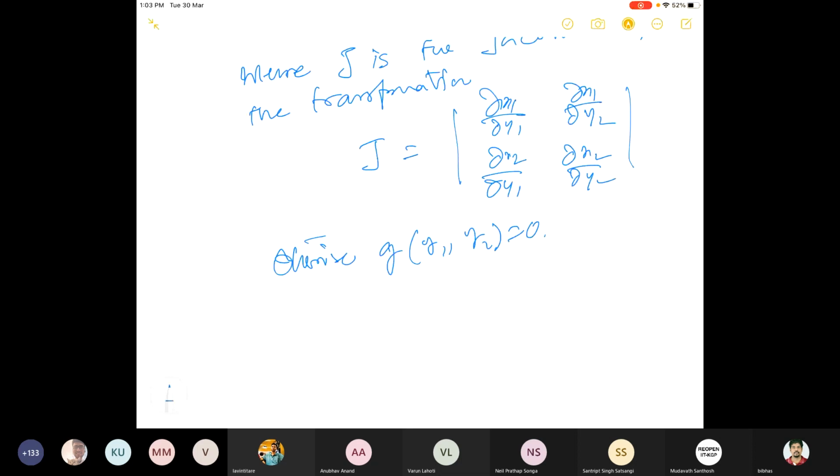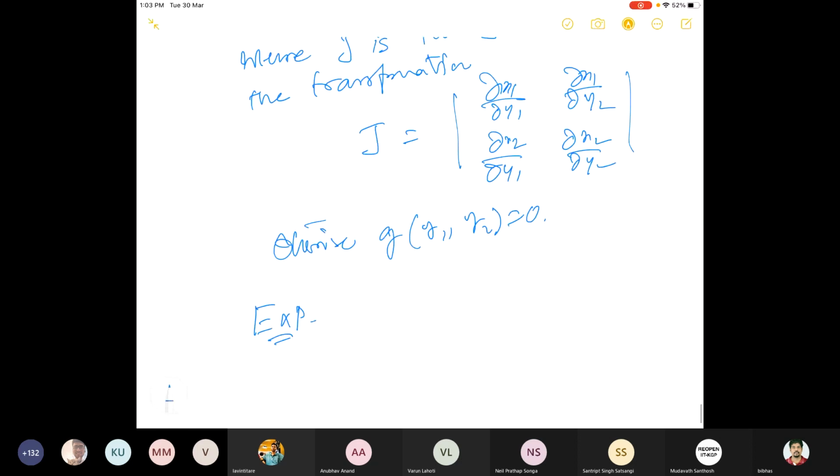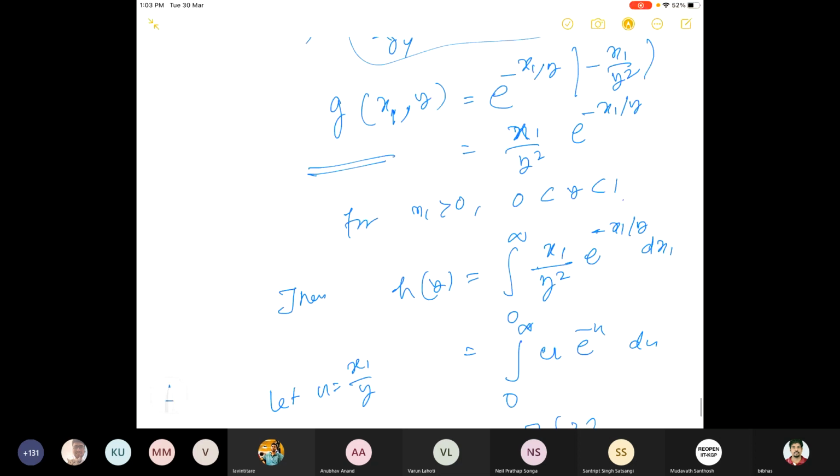So let us see an example. Suppose we consider this function only. What is x1, x2 here?